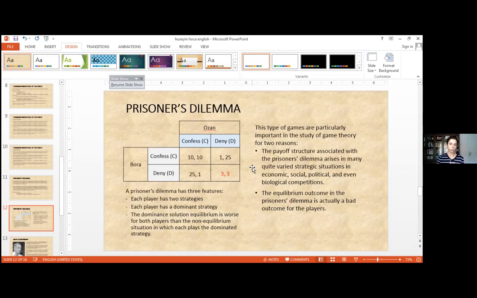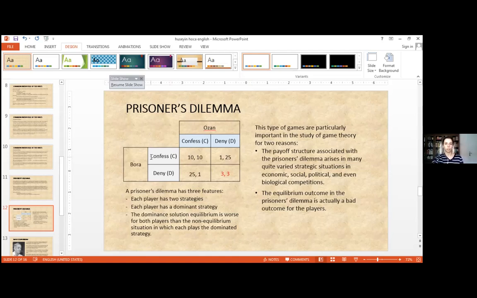So each player has two strategies. They can either confess or they can deny. They both have to choose between confessing or denying. If they both confess, they will get 10 years of jail. If only one confesses, he will get 1 year in jail, and the other one, the denying part, will get 25 years in jail. So the matrix tells us that.